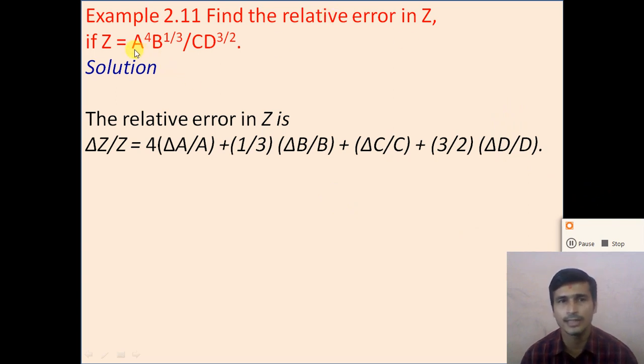So if Z is equal to A raised to 4, B raised to 1 by 3, C D raised to 3 by 2, and the percentage error in A is 4%, percentage error in B is 3%, percentage error in C is 2%, and percentage error in D is 6%, calculate the percentage error in Z. So instead of writing this formula, we put in all the values of the individual percentage errors and we get the answer, right?